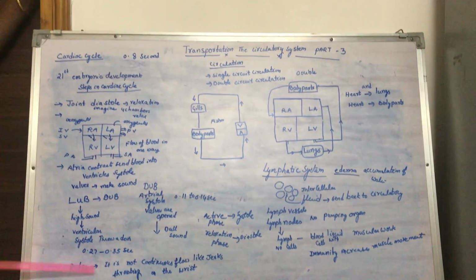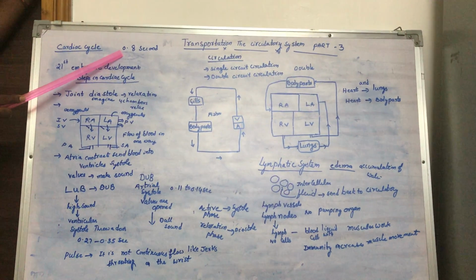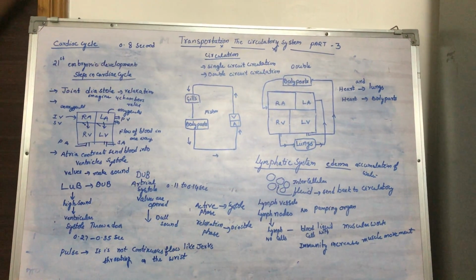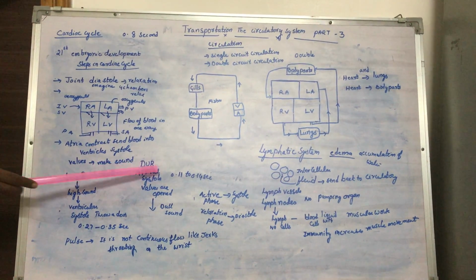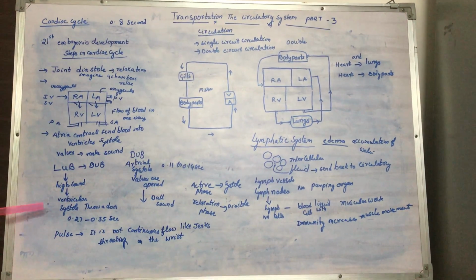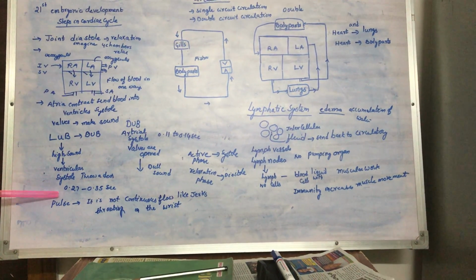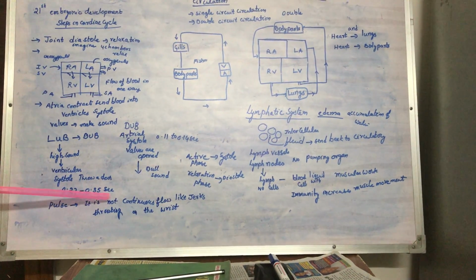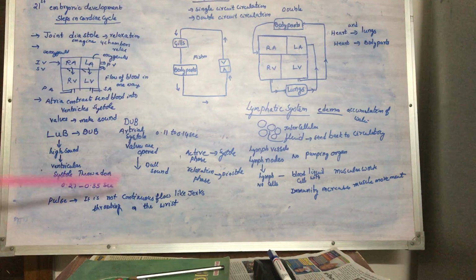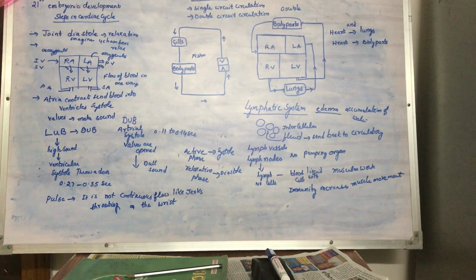To complete one heartbeat, one cardiac cycle, it takes 0.8 seconds. For ventricular systole, it is 0.11 to 0.14 seconds. And for auricular systole, for ventricular systole, it is 0.27 to 0.35 seconds. The whole process is completed in 0.8 seconds, and this is called the cardiac cycle.